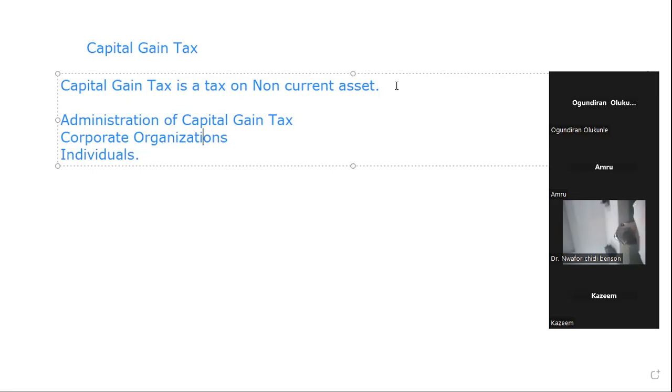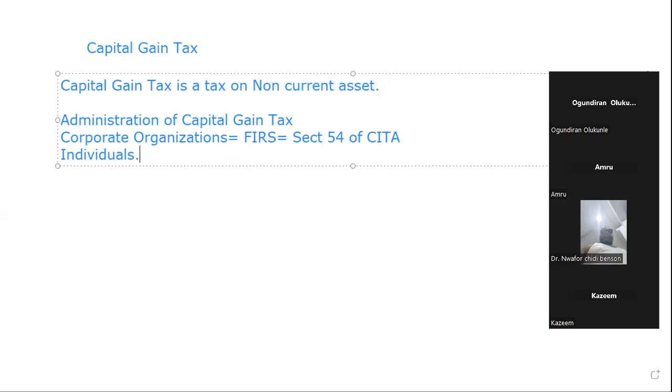right? For the corporate organizations, the tax administration will be Federal Inland Revenue Service, FIRS, and the major body of law that guides is section 54 of Company Income Tax Act. And for individuals, it will be administered by the State Internal Revenue Service, right? And the major code of law that guides this is section 53 of Personal Income Tax Act. Are we clear to this extent?